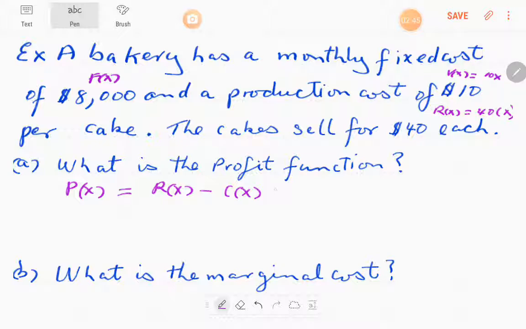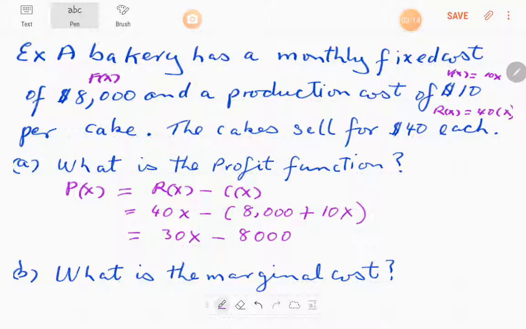So our total revenue was 40x minus our total cost, which is made up of 8,000 plus 10x. So this simplifies to 30x minus 8,000. So this is our profit function.